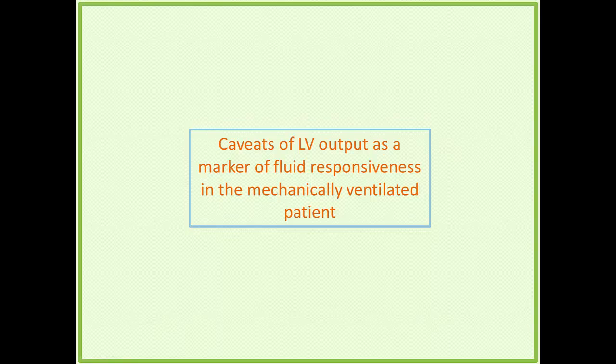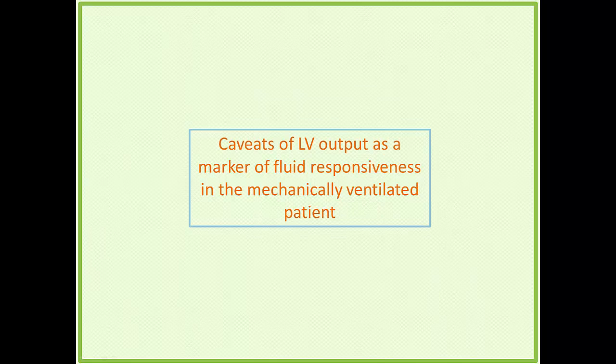So in part C of Chapter 8, I want to talk about some of the caveats for using left ventricular output as a marker of fluid responsiveness. And I want to talk about some of the caveats even as it applies to patients who are heavily sedated and potentially paralyzed and who are receiving 8 cc's per kilogram tidal volume ventilation, because these were the patients in which the pulse pressure variations and systolic pressure variation were initially derived as markers of volume responsiveness.